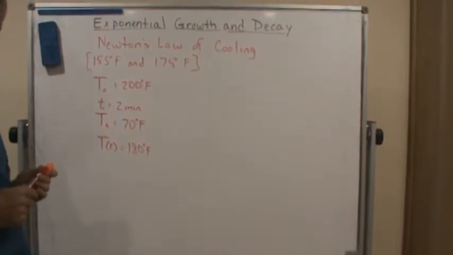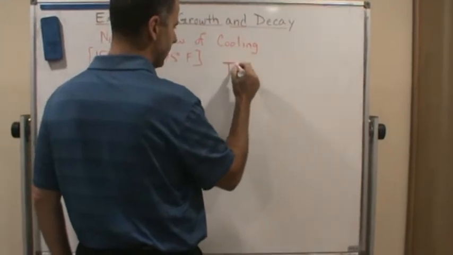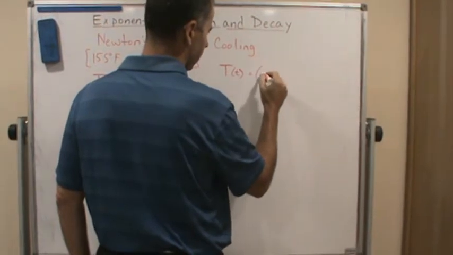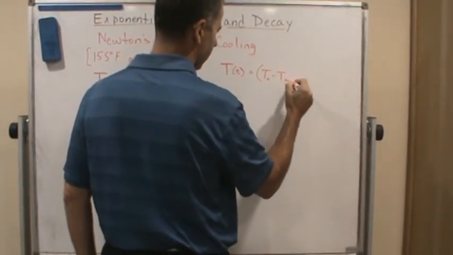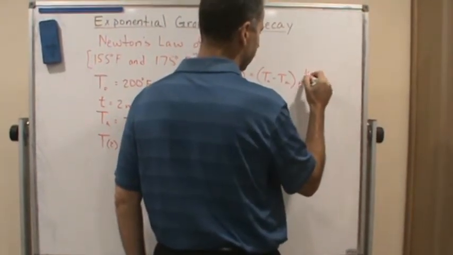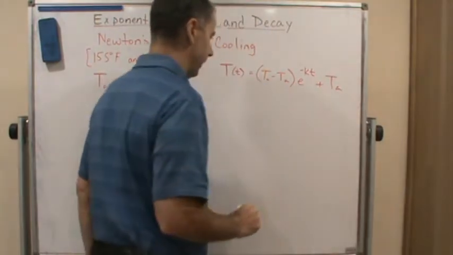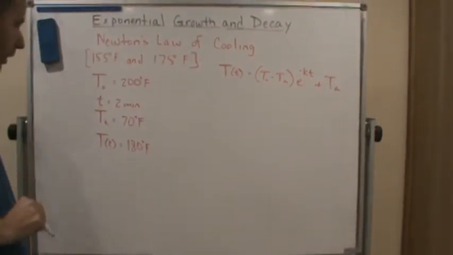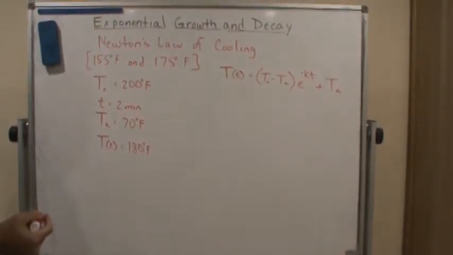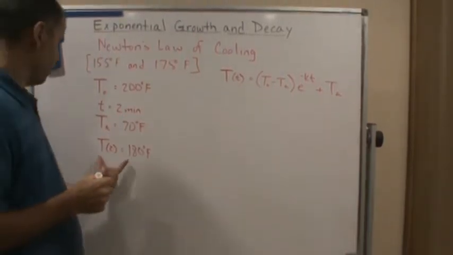First thing is we need to find the constant, because remember, our formula is T of t is equal to T naught minus T sub A, times e to the negative kt, plus T sub A. We don't know k, we need to find k. So here's what we know. We can use this information here.